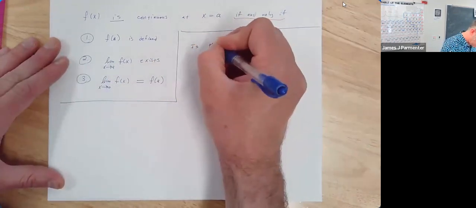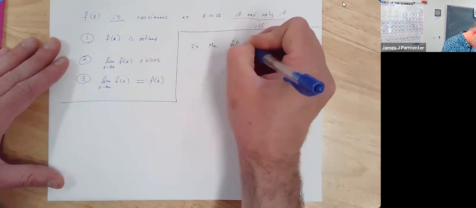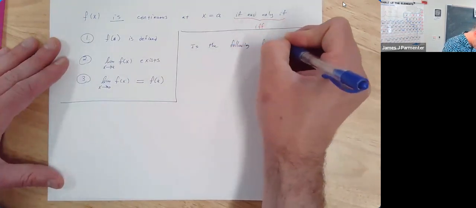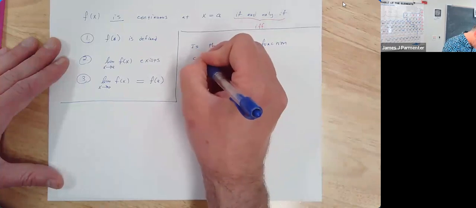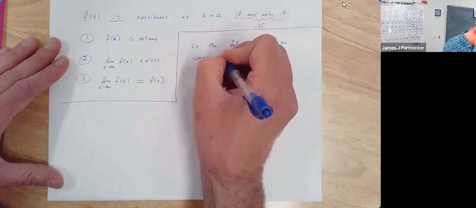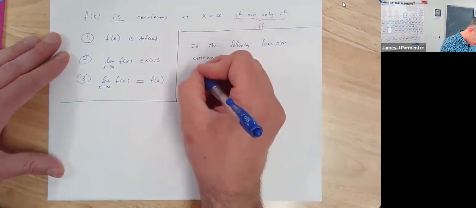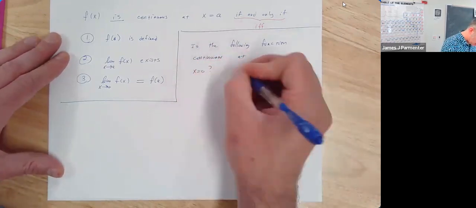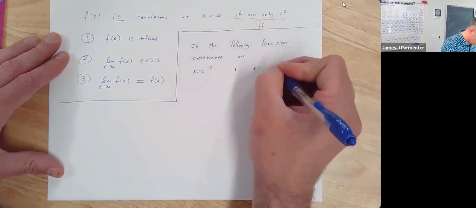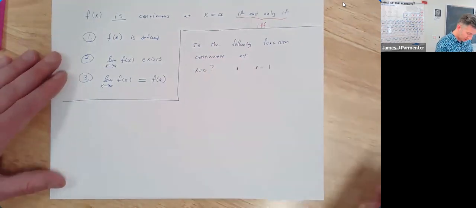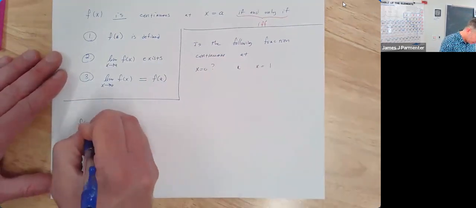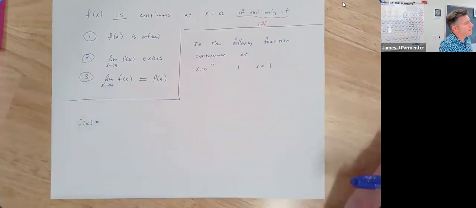Is the following function continuous at the following points? Specifically, I want to look at x equal to 0 and at x equal to 1. I suppose I should write the function. So here's my piecewise function. Piecewise functions are our primary source of examples of discontinuous functions.